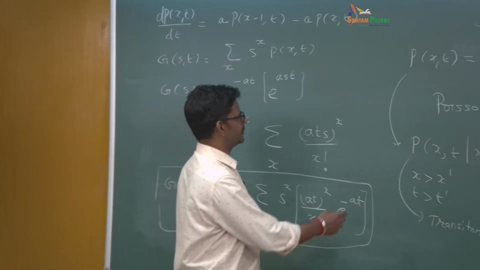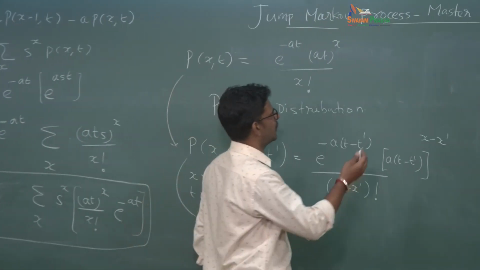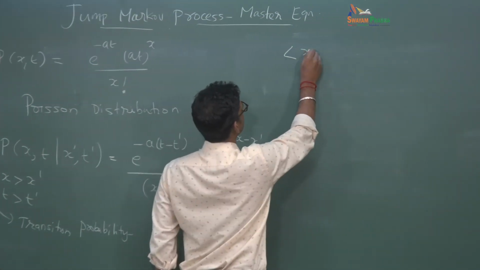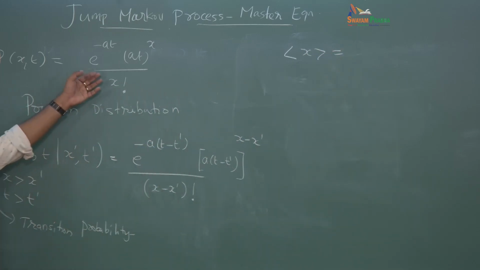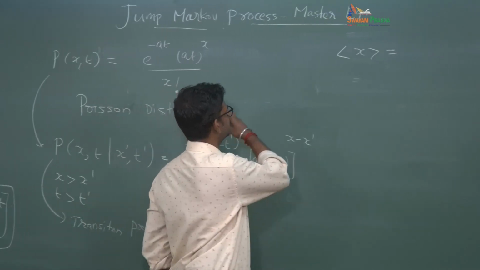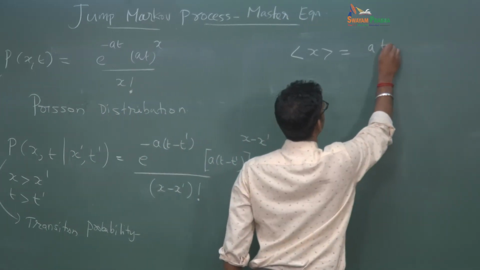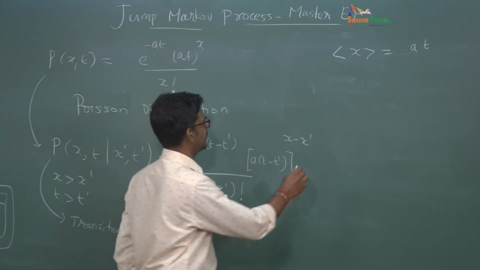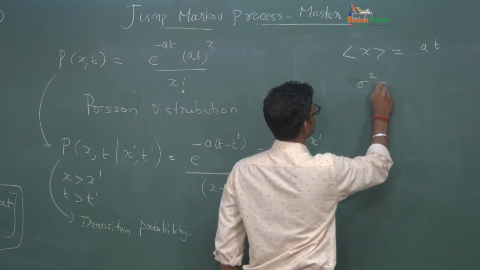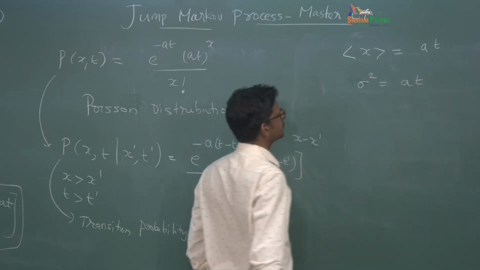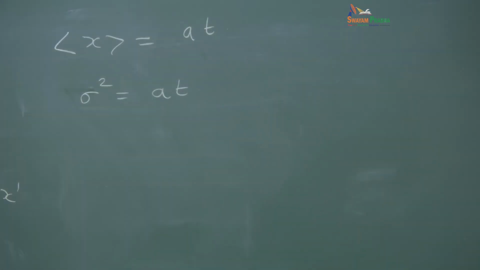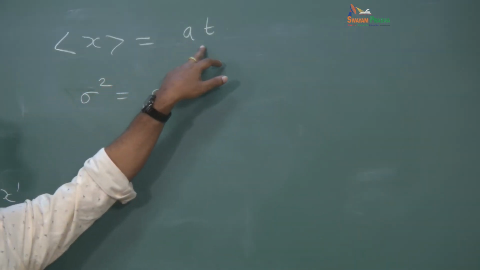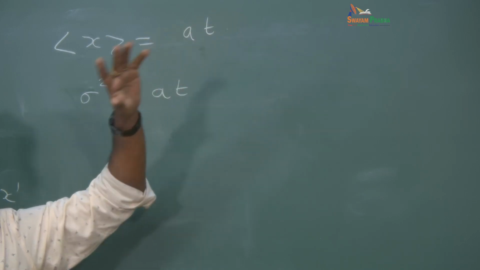So once we have this distribution, we can ask what is the mean. We know that for a Poisson distribution like this, the mean is nothing but at, and the standard deviation also is at. In other words, it means that the position increases with time linearly. This is what I said in the beginning.